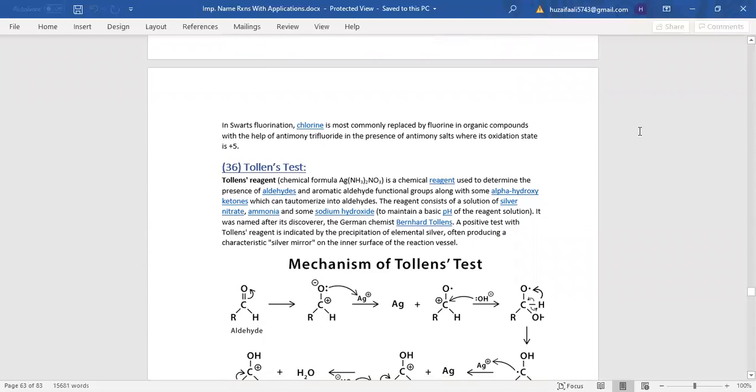In Swarts fluorination, chlorine is most commonly replaced by fluorine in organic compounds with the help of antimony trifluoride in the presence of antimony salts, where its oxidation state is +5.